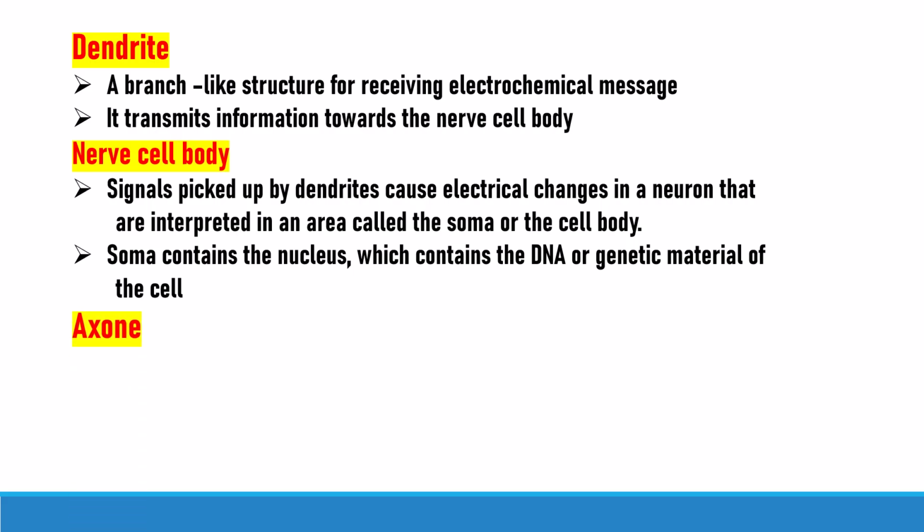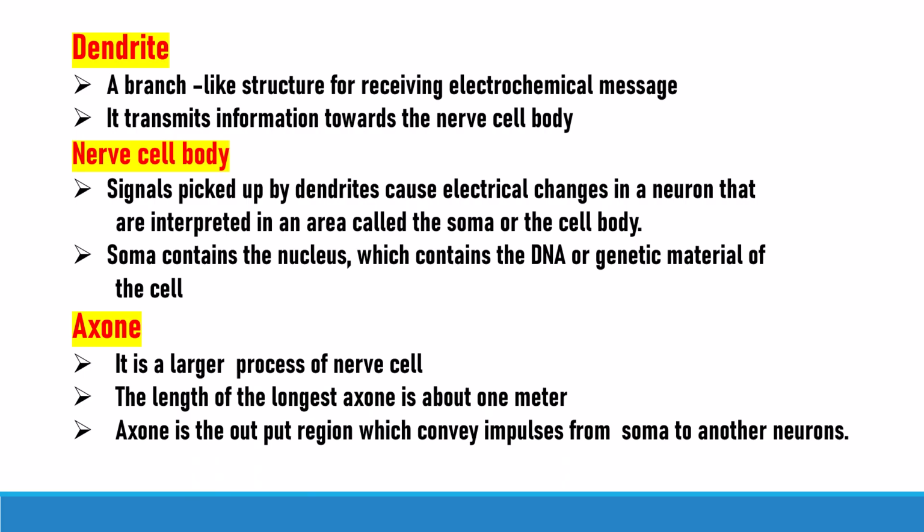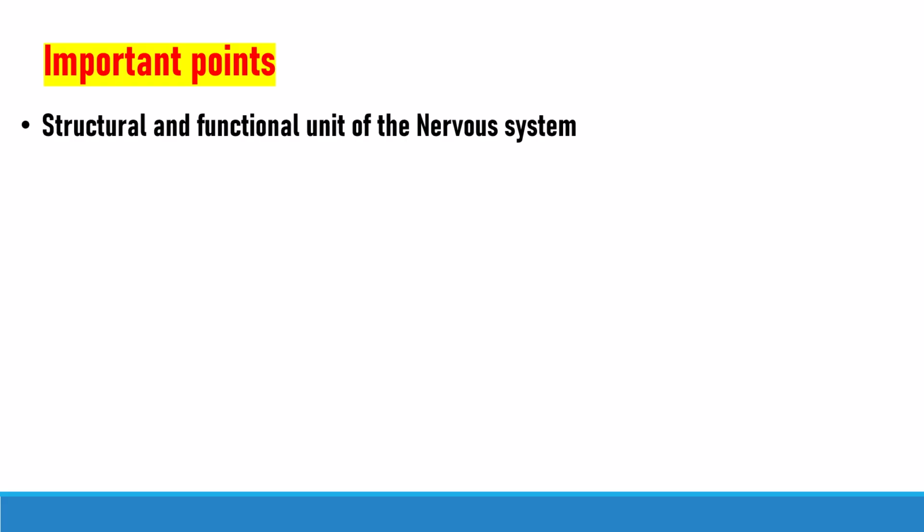Next part is known as axon. It is a larger process of the nerve cell. The length of the longest axon is about 1 meter. Axon is the output region which conveys impulses from the soma to another neuron. The input region is known as dendrite and the output region is known as axon.